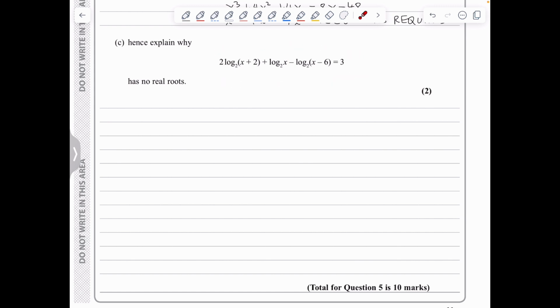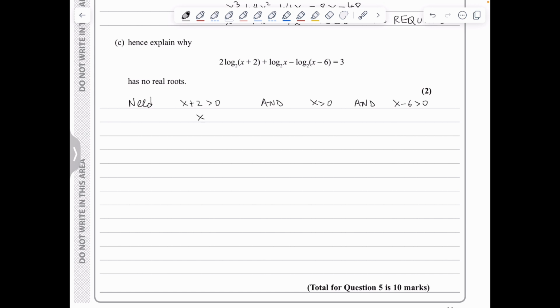Well, we know that the argument of the log should always be positive, because the log of something negative or log of 0 is not defined. So we say x plus 2 to be greater than 0, and the x to be greater than 0, and x minus 6 to be greater than 0.